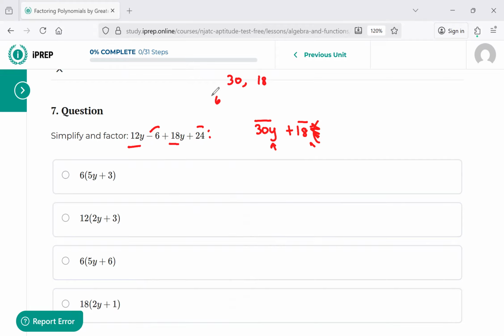Even if you were taking an exam, look at your choices. I know we can definitely take out a 6, they're both divisible by it. What about 12? No, 18 divided by 12 doesn't come out nicely. What about 18? No, we said 30 divided by 18 doesn't come out nicely. So your final answer, your GCF, will be a 6, and then you're going to need a 5, because 6 times 5y is 30y, plus a 3, because 6 times 3 is 18. So that is your answer.